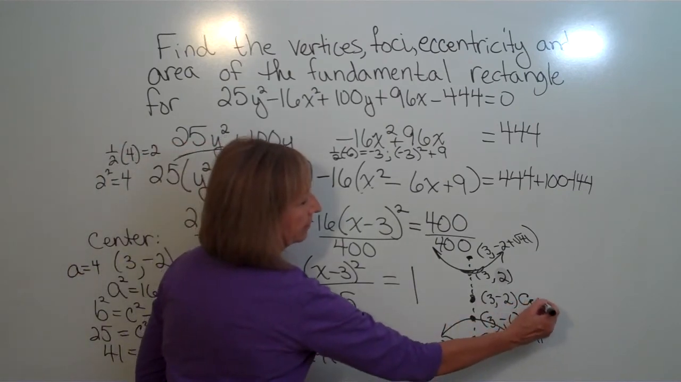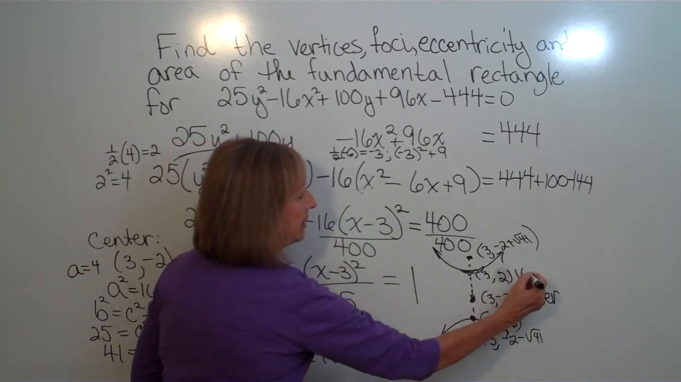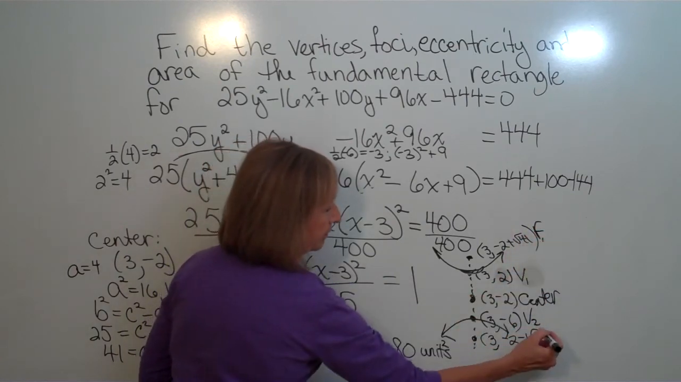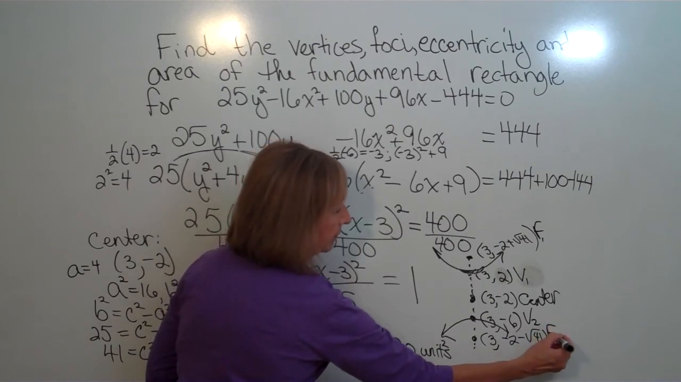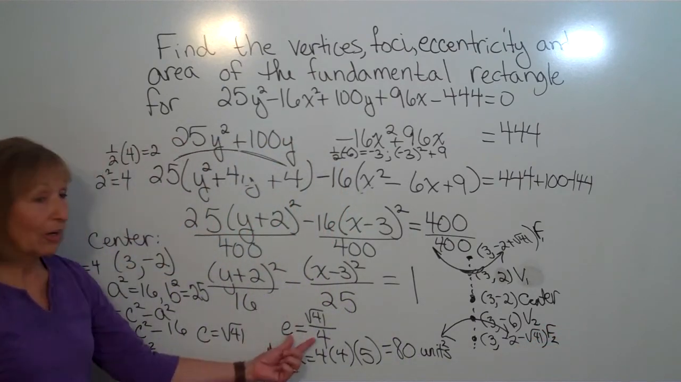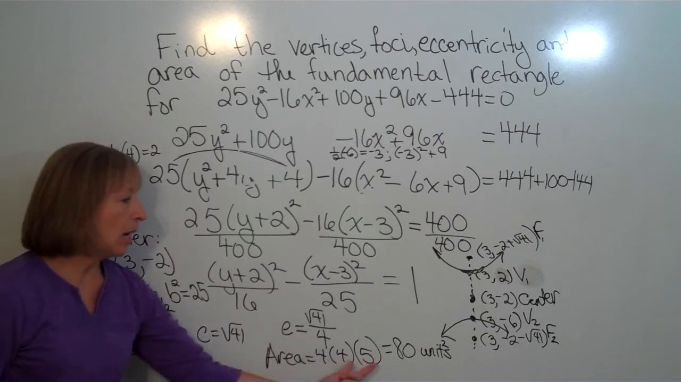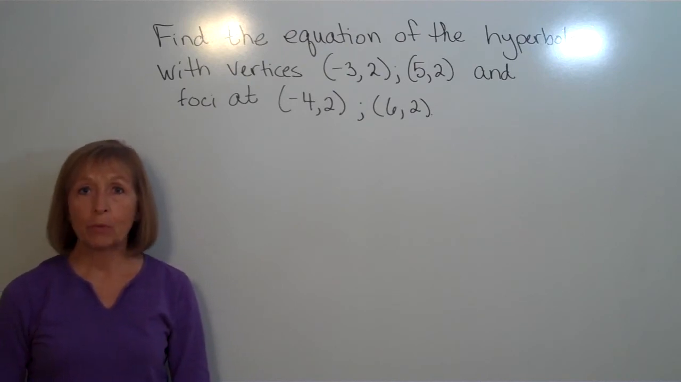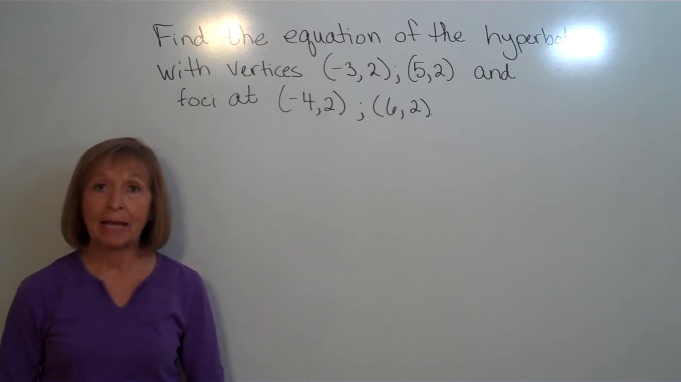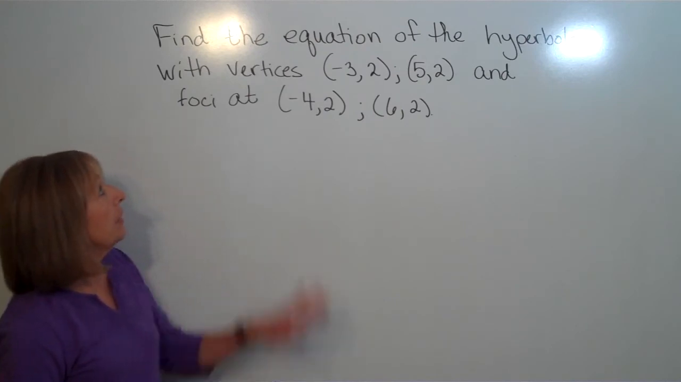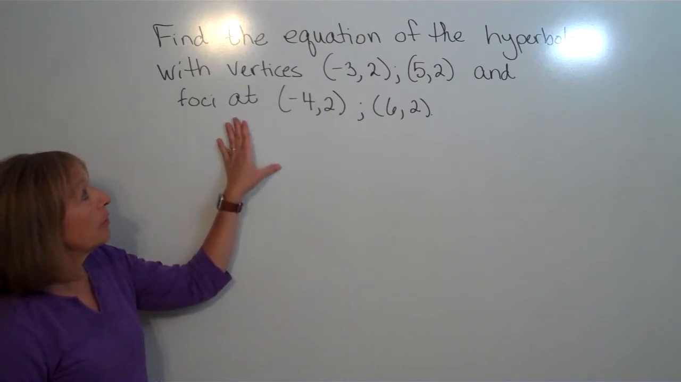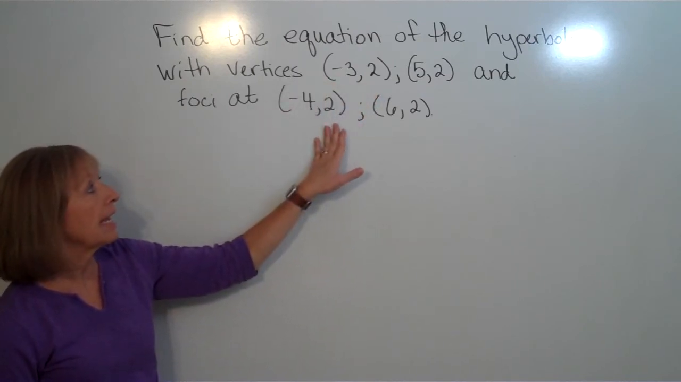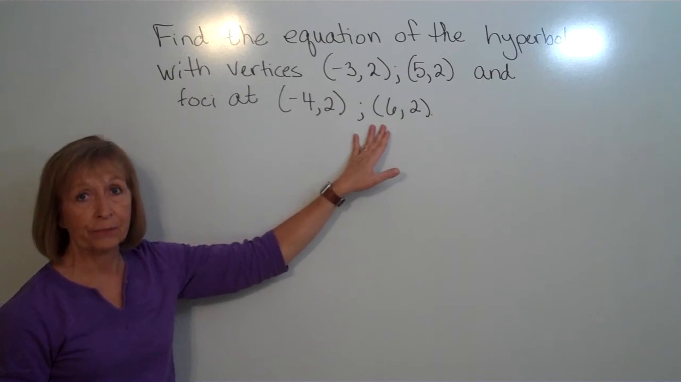Our center, our vertices, our foci, our eccentricity, and our area of our fundamental rectangle. Next, let's look at an example where they give me information about the hyperbola and I'm to come up with the equation. So here it says, find the equation of the hyperbola with the vertices of negative 3, 2, 5, 2, and foci at negative 4, 2, and 6, 2.